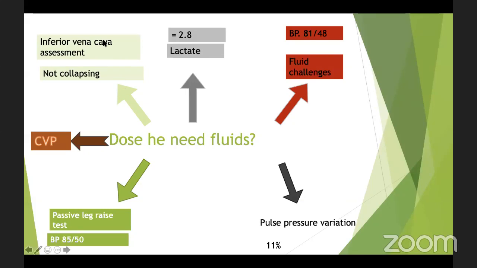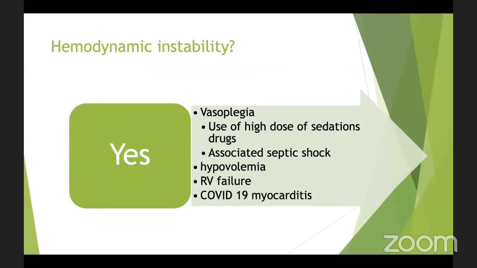We go for ultrasound of the IVC to check the IVC assessment. We found it not collapsing, so we go to the lactate. Lactate is still high, 2.8. So they gave a fluid. Still, blood pressure is not improving significantly. So they go for passive leg raising. It's the same. Pulse pressure variation was 11, CVP was normal. So it's not going with fluid responsiveness, and you have to move to the next step, adding a vasopressor.